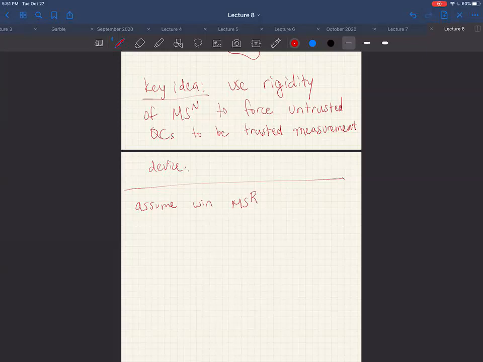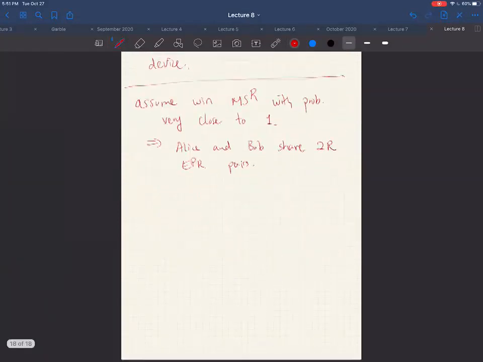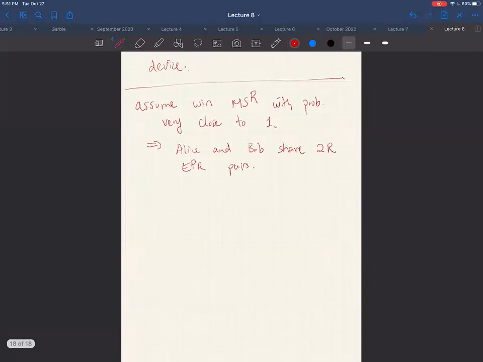So I'm going to just say the number of games that we're playing is R, just to connect it to this verification protocol we just saw. Let's assume that they win with probability very, very close to one. Then by the rigidity statement, this implies that Alice and Bob share 2R EPR pairs, 2 EPR pairs for each of the separate games.